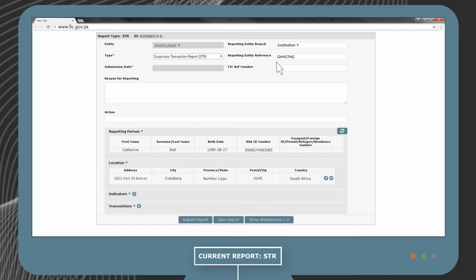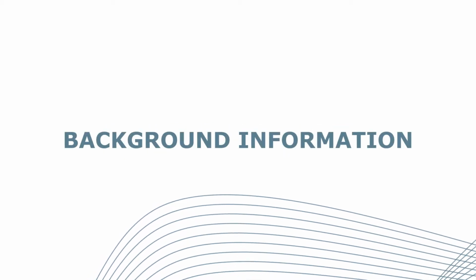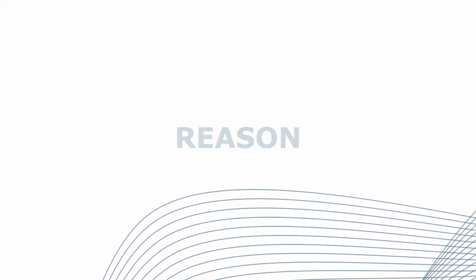The FIC reference number will be referred to in cases where a submitted report has failed and needs to be corrected. The reason for reporting and action fields are both compulsory fields. In reason for reporting, you will state why the transaction is deemed unusual or suspicious. It is very important to capture the background information and reason for suspicion in detail.